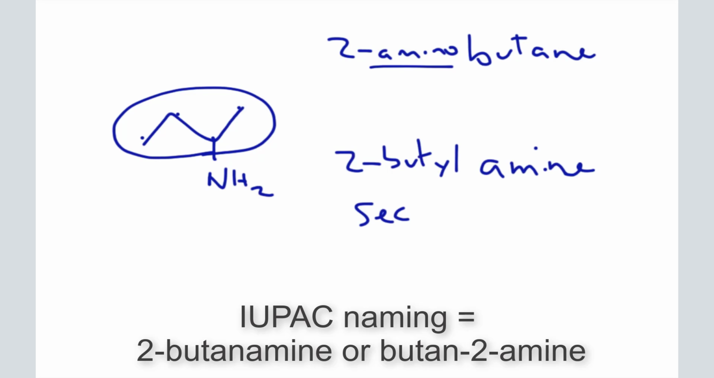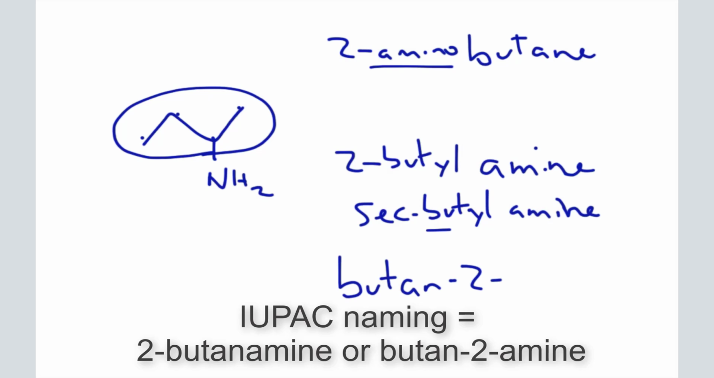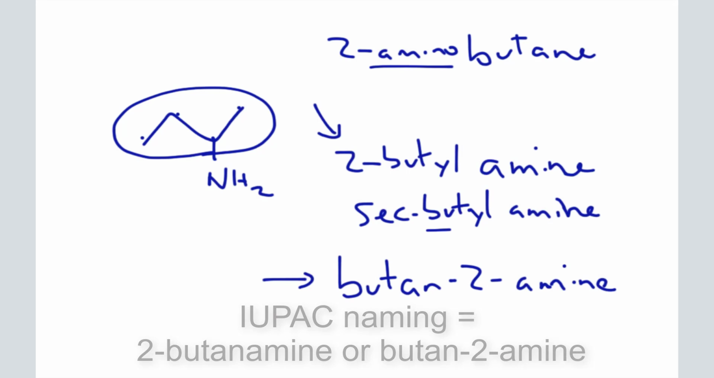Another name would be the sec-butylamine. It's a little more common name because we're naming this functional group as opposed to the 2-butyl. And the final way of naming it would be calling it a butane, but the amine is in the 2 position. So butanamine, so butan-2-amine. The first one refers to the alkyl amine naming, like we had talked about, and the second one refers to the alkanamine naming that we had talked about.